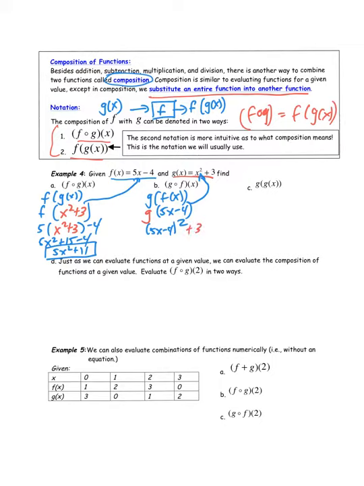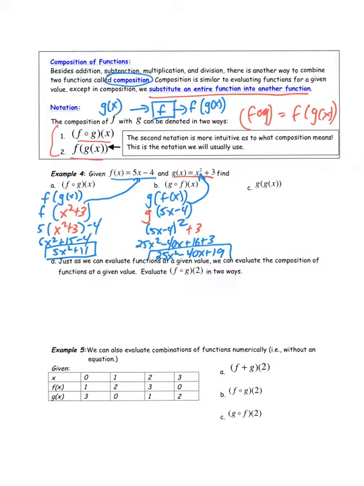And now we're going to square 5x minus 4, so that's going to be 25x squared minus 20x minus 20x. I'm going to combine that to be minus 40x plus 16 plus 3. Combining like terms, we'll get 25x squared minus 40x plus 19. So that is G of F of X.